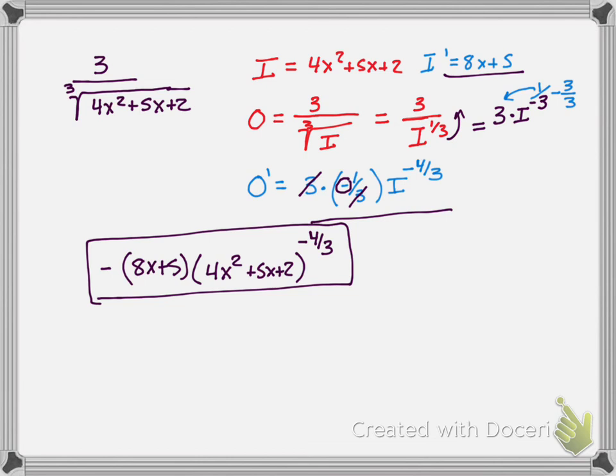But you may sometimes want to deal with this by putting it back into the form it was given. So equivalently, we could also have 8x plus 5 all over 4x squared plus 5x plus 2. And now this is the positive 4/3 in the denominator.